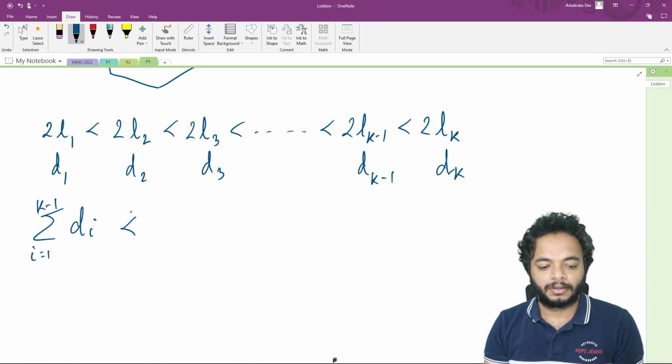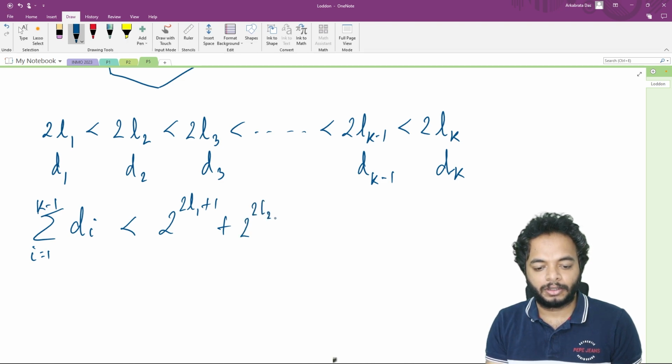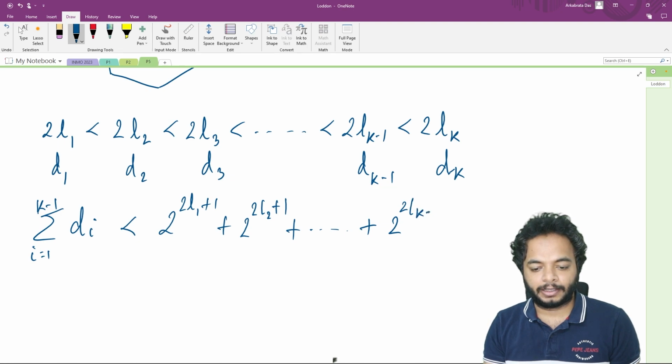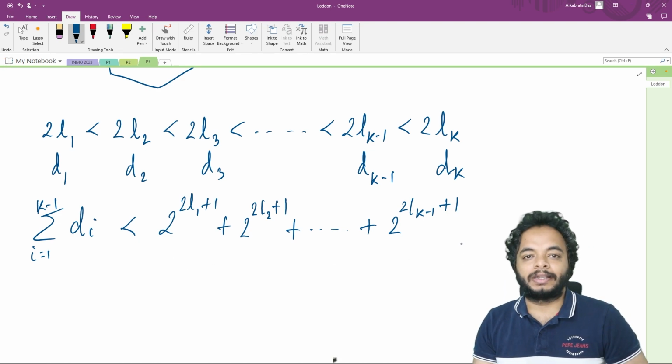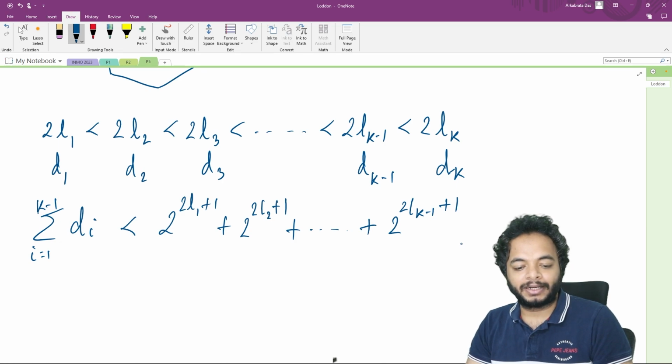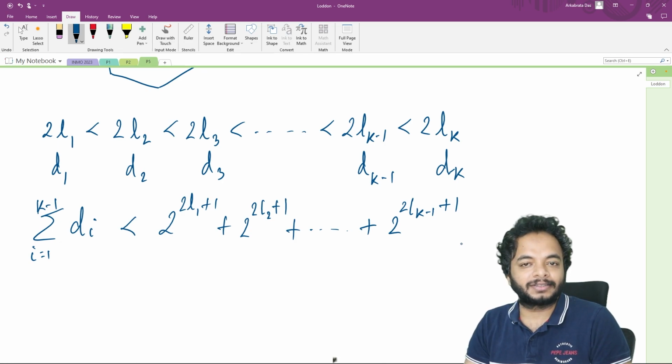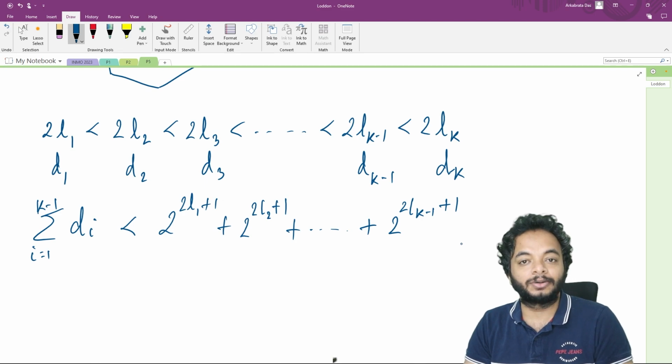So it is strictly less than 2 to the power 2L1 plus 1, plus 2 to the power 2L2 plus 1, plus dot dot, plus 2 to the power 2Lk minus 1 plus 1. Now notice one thing: I can't do anything with this summation, because I don't know what L1, L2, Lk minus 1 are.